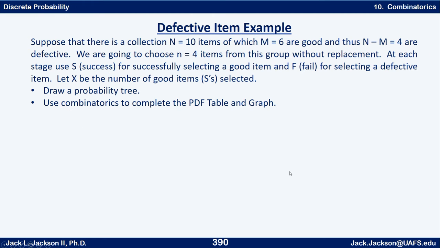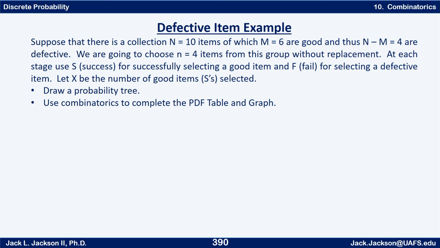Let's take another kind of situation we've looked at before and see how we can use some of our counting arguments in this situation too. Suppose there's a collection of n equals 10 items, of which m equals 6 are good items, and so then n minus m, which is 4, are defective items. And we're going to choose 4 items from the group without replacing them. So at each stage, we're going to use S for successfully getting a good item and F for fail for selecting a defective item. So let X be the number of good items selected.